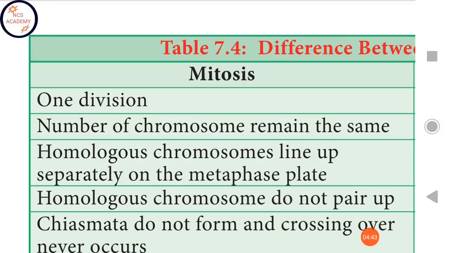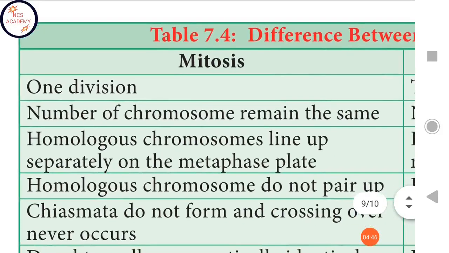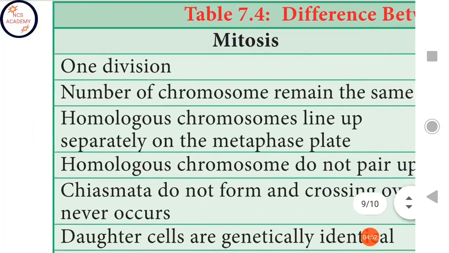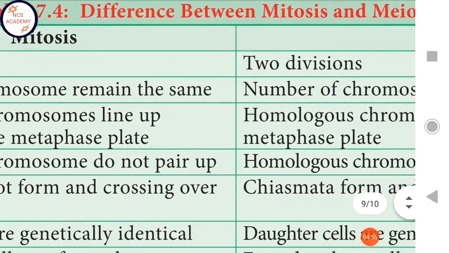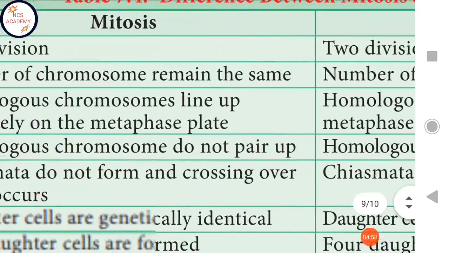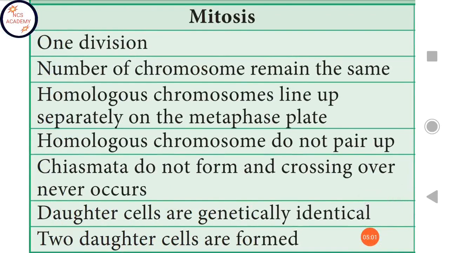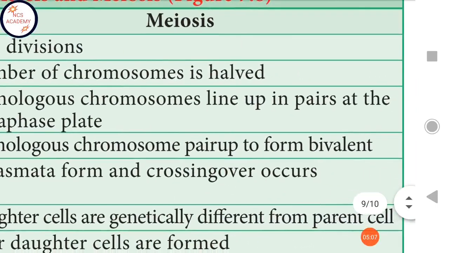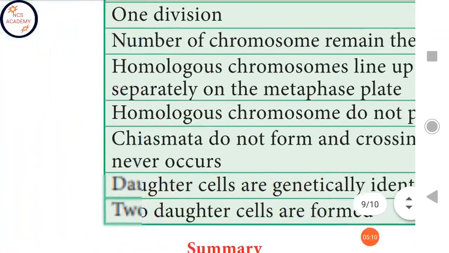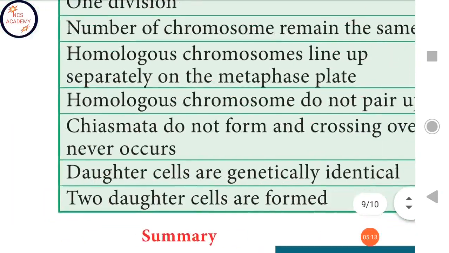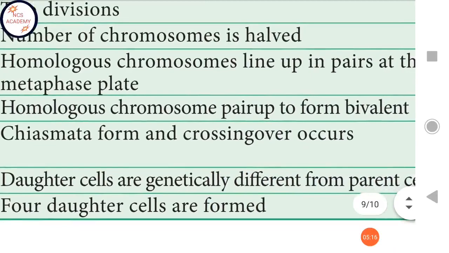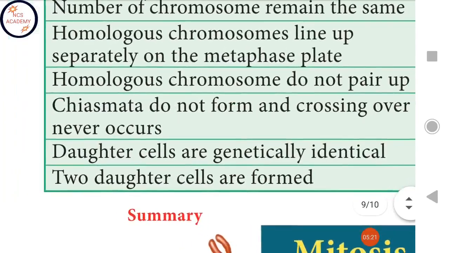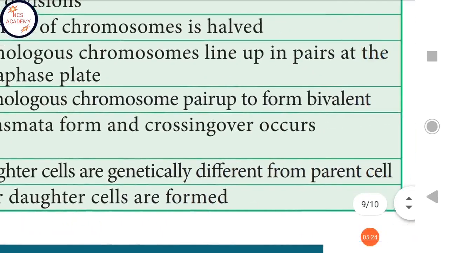Differentiate between mitosis and meiosis. Under mitosis, one division takes place; here, two divisions. Under mitosis, the number of chromosomes remains the same. Here, the number of chromosomes is halved. Likewise, homologous chromosomes line up separately on the metaphase plate. Like that, homologous chromosomes line up in pairs at the metaphase plate. Here, homologous chromosomes do not pair up. Here, homologous chromosomes pair up to form bivalents. Here, chiasmata do not form and crossing over never occurs. Here, chiasmata form and crossing over occurs.